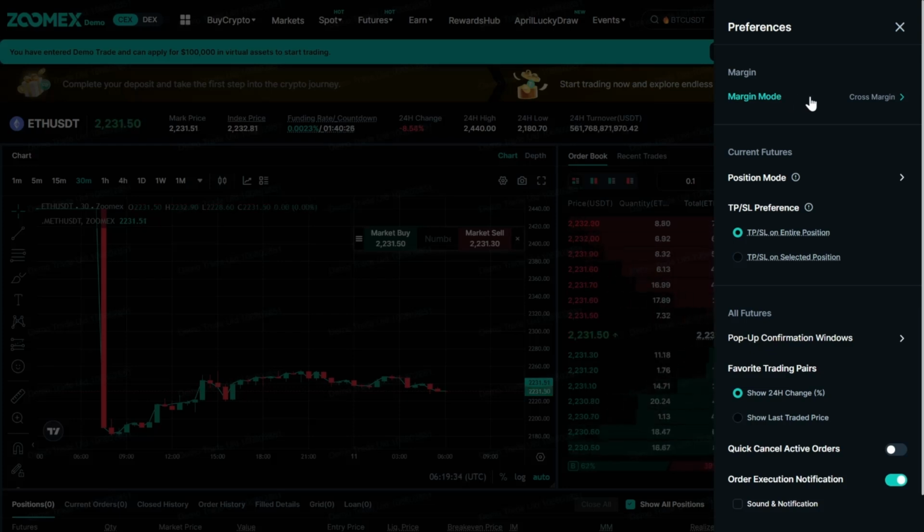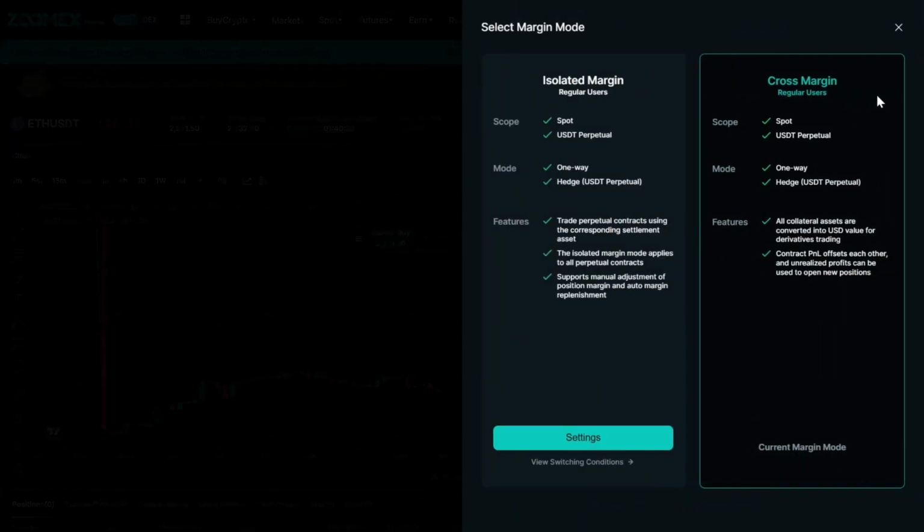On Zoomex, there are two types of margin mode. There are cross and isolated margin. Cross margin uses all available balance to prevent liquidation, while isolated only uses the margin assigned to that trade. A quick note for Zoomex: when using cross margin, your spot and futures account are put together. So profits and losses are combined between both accounts.